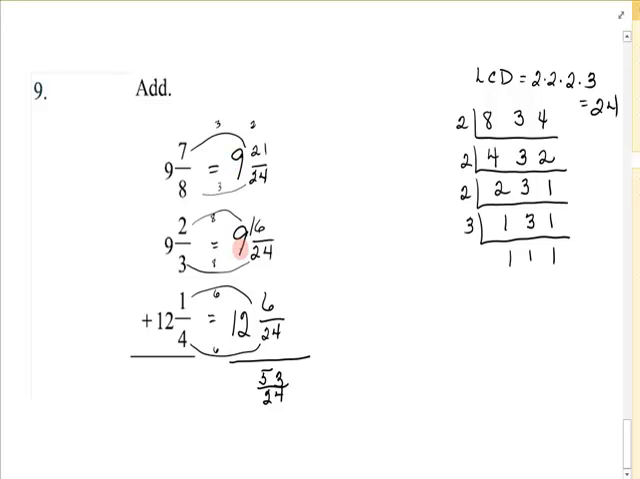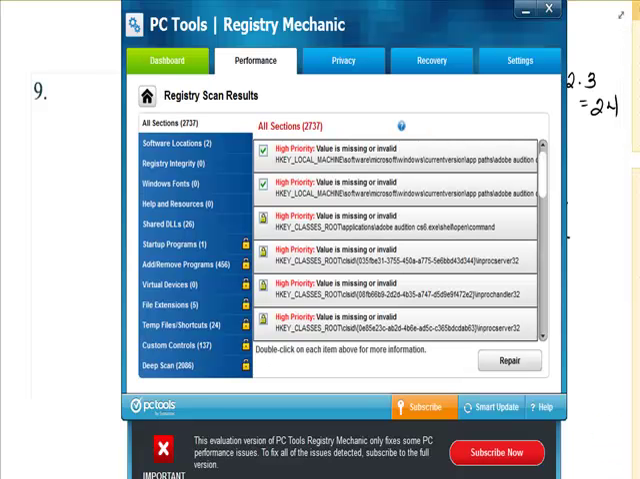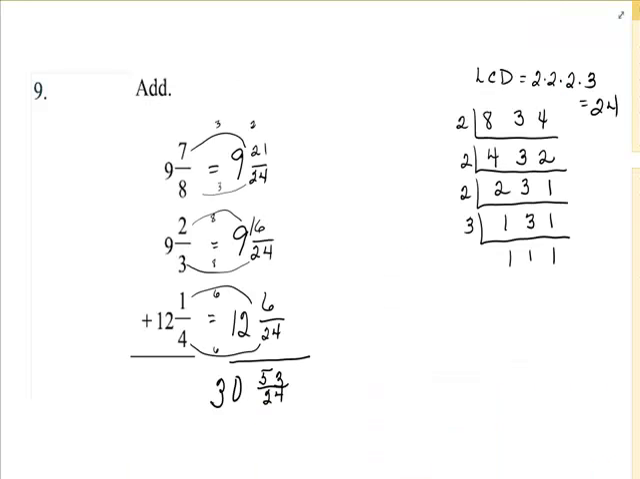9 and 9 is 18. 18 and 12 is 30. Oops. All right, I just caught a mistake I made.